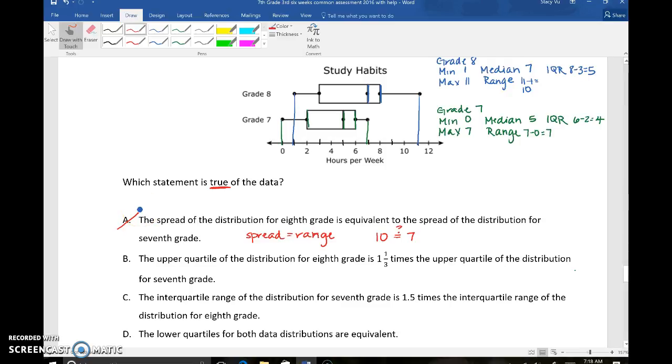Okay, the upper quartile for the distribution of 8th graders is 1 1/3 times the upper quartile for 7th grade. So 8th grade, the upper quartile, the right side of the box, is 8, and it's saying, is 8 equal to 1 1/3 times the upper quartile of 7, so 6. You guys don't like that math, so let's just keep looking at our answer choices and we can come back.